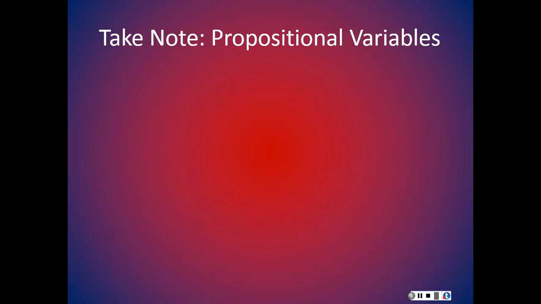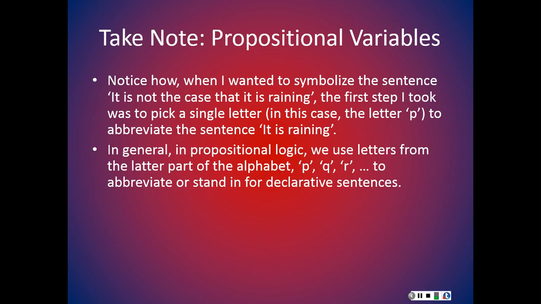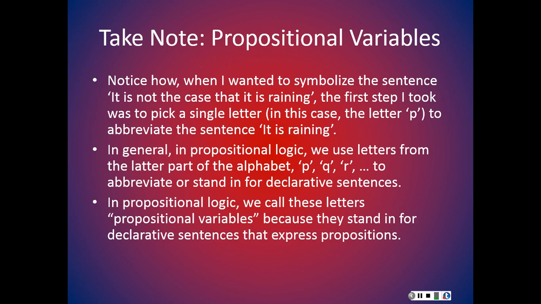Now one thing to note about what I just did: when I wanted to symbolize "it is not the case that it is raining," the first step I took was to pick a single letter, in this case the letter P, to abbreviate the sub-sentence "it is raining." In general, in propositional logic, we use letters from the latter part of the alphabet, P, Q, R, and so on, to abbreviate or stand in for declarative sentences. And in propositional logic, we'll call these letters propositional variables because they stand in for declarative sentences that express propositions.